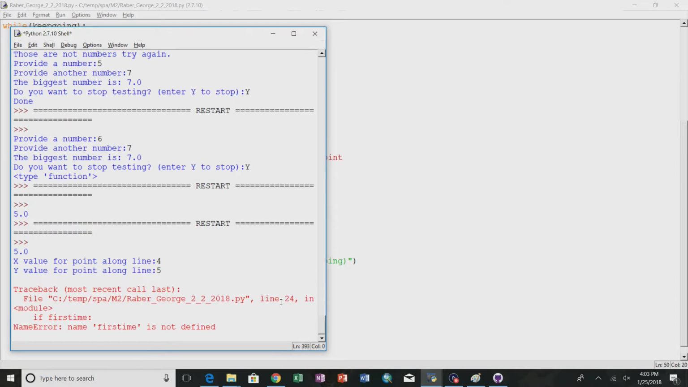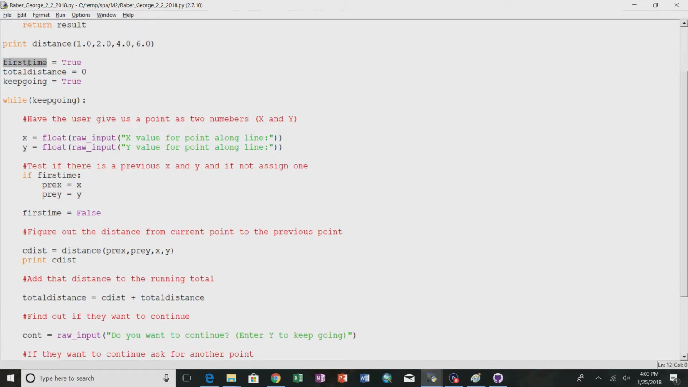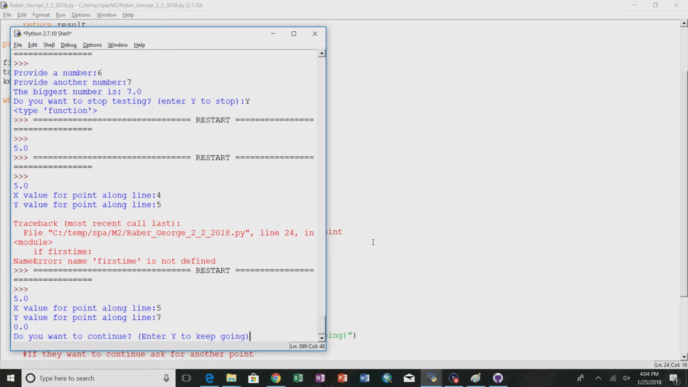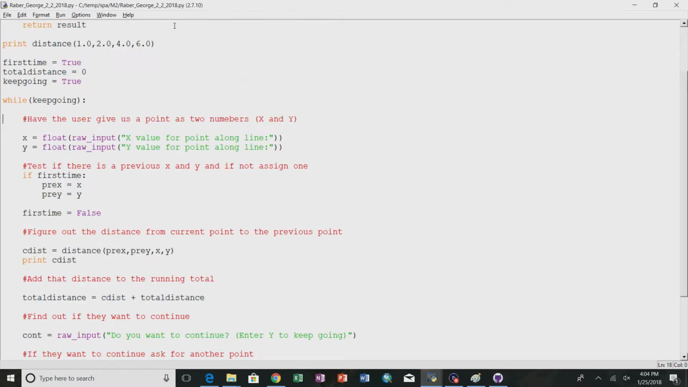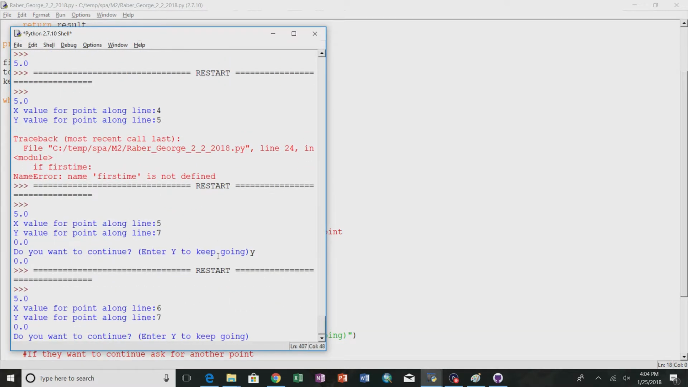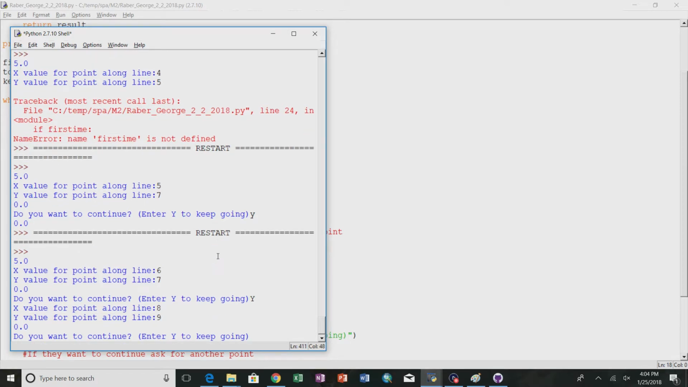First time is not defined. That's probably because I spelled first time wrong. Yep. So it didn't run. I'm going to try to run it again. You got to spell everything right. Okay, so yeah, I want to continue. The distance... what's that? It's because here I have to put a capital yes to continue. So now, actually, it's still not going to work.